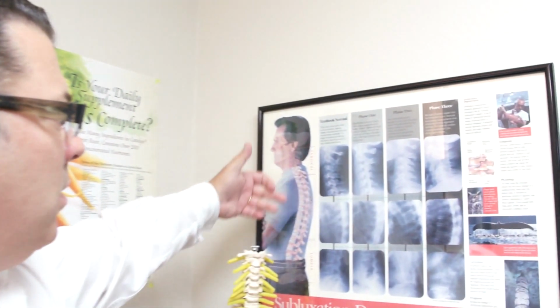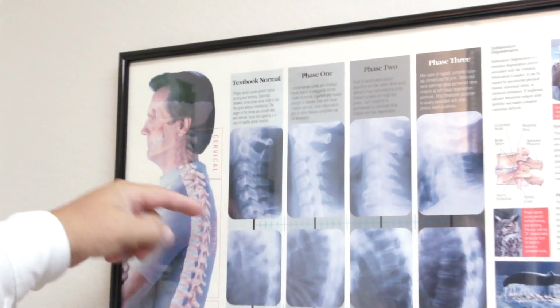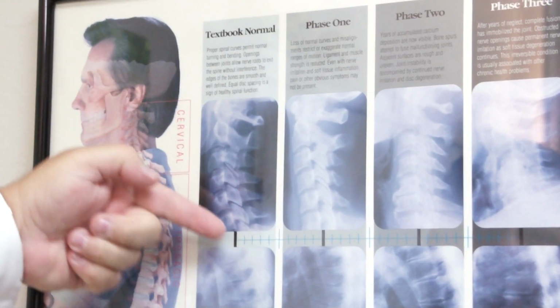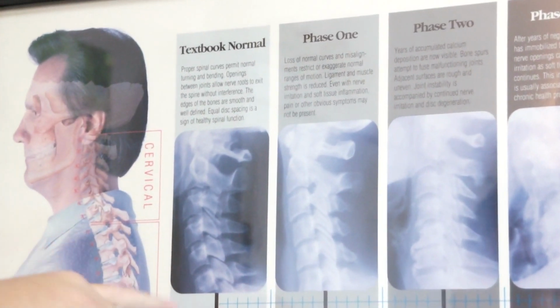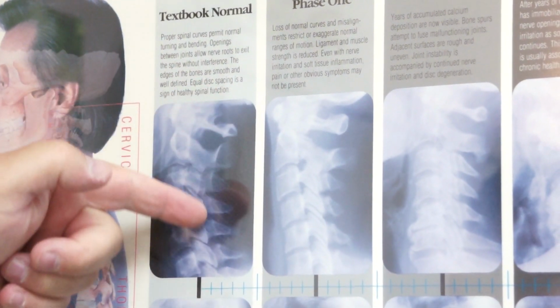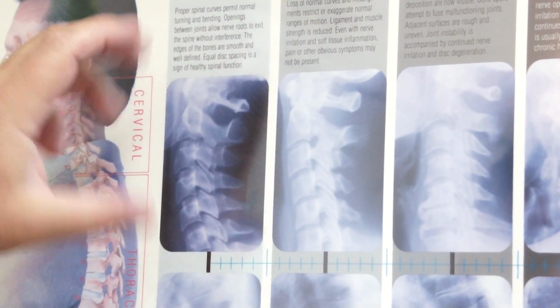So in this particular chart, we're going over what this looks like on x-ray. In this view right here, this is considered textbook normal. We have a nice C shape of the spine. You have nice, good disc space in between. This is where the spinal cord and spinal canal are right there. It's nice and clean, it's nice and open.